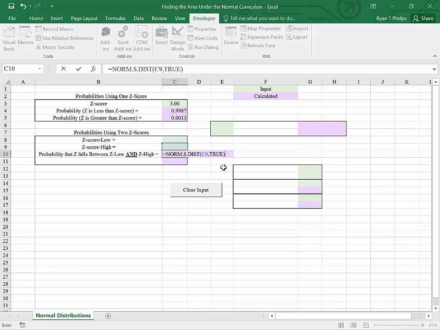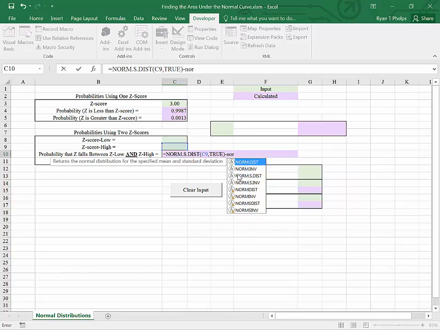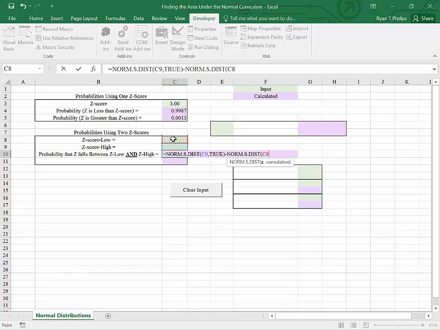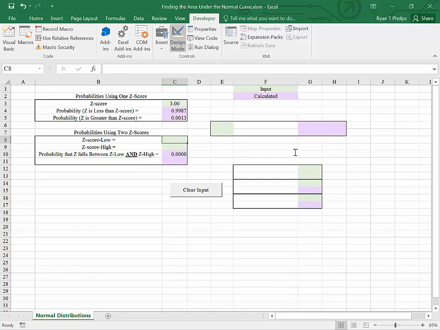In order to find the probability between z-low and z-high, we now need to subtract from that area the smaller of the two areas, which is the area to the left of z-low. Using the same function, norm.s.dist, we will indicate the lower of the two z-scores, and once again we will indicate by double-clicking that we want a cumulative result, and hit enter. Now we can quickly see what the probability is that z falls between 0.5 and 1. We can see that that is 14.99% or 0.1499.